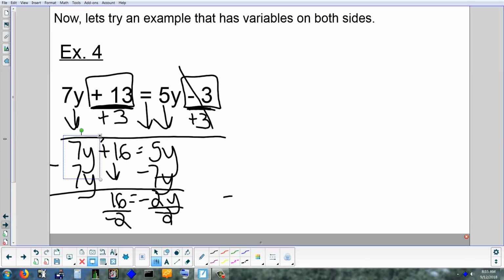Negative, negative, positive. Positive, positive, positive. Negative, positive, negative. Positive, negative, negative. Right? The rules are just the rules. That's how it works. All right. So we know it's negative.